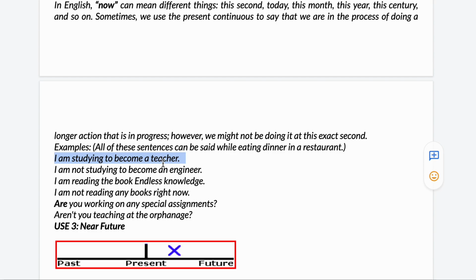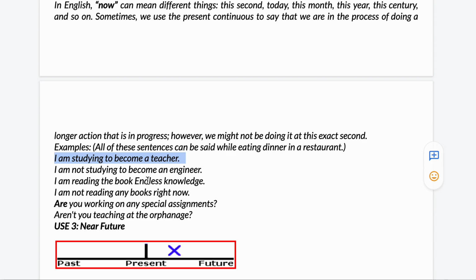Let's say right now we're sitting in a restaurant, we're having our lunch, and you ask me, what are you doing? What are you studying? Or what do you want to become? I just say I'm studying to become a teacher, even though right now I'm eating my food. So it means the action is happening over a longer period.